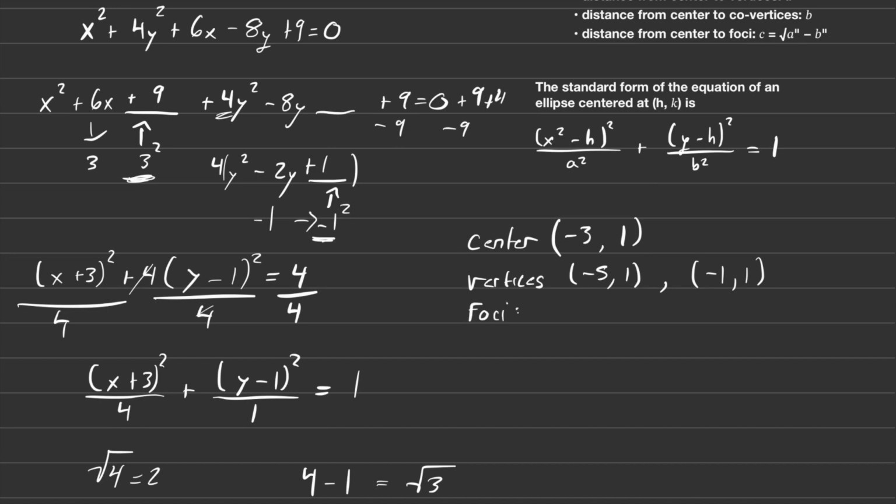From smallest to largest, we have negative 3 minus root 3. You can give an exact answer if you want, but I'll just leave it as that. And also we have negative 3 plus root 3. And we have found the center, vertices, and foci.